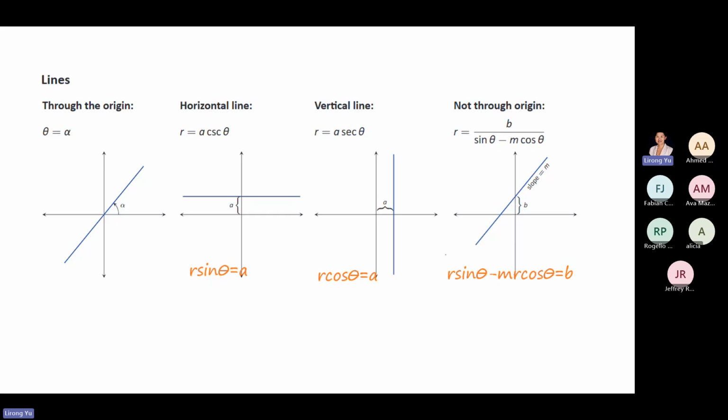Typically, polar equations are not good at representing lines. So when we study the equation of a line, we normally convert it into a rectangular equation instead.